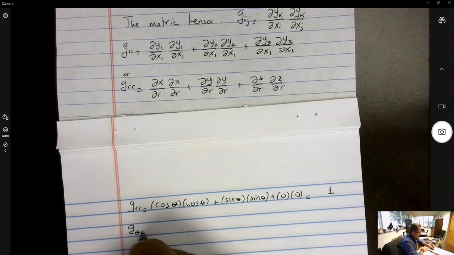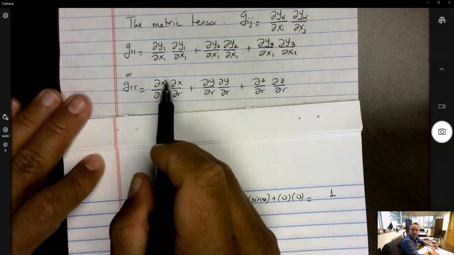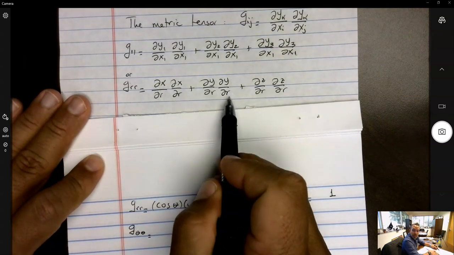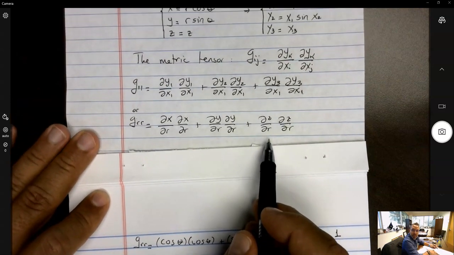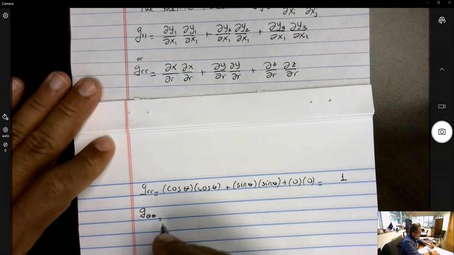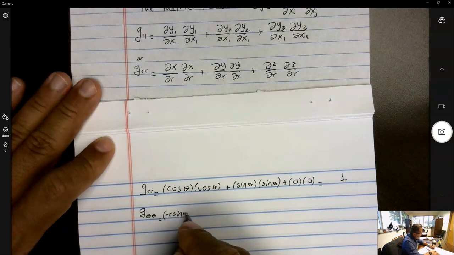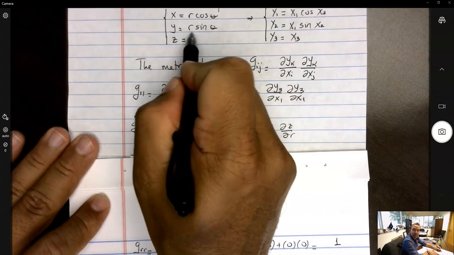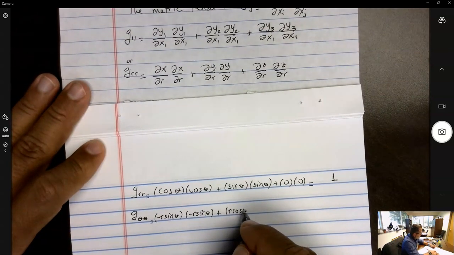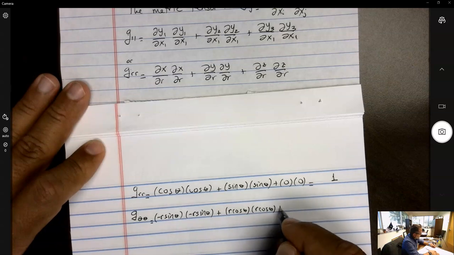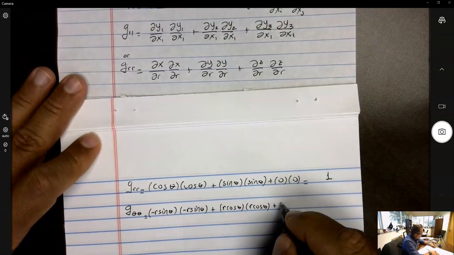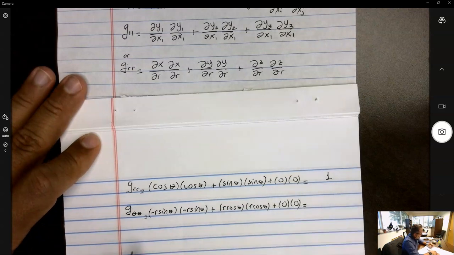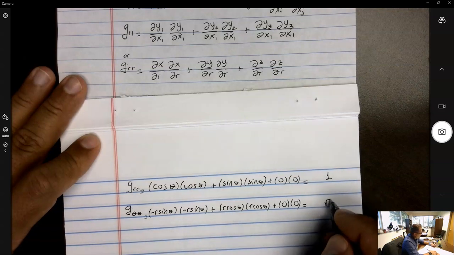G theta theta will be equal to, well, dx d theta, dx d theta, dy d theta, dy d theta, dz d theta, dz d theta. So when we take this one and differentiate it with respect to theta, we get minus r sine theta, minus r sine theta. When we take y and differentiate with respect to theta, we get r cosine theta, and when we take z and differentiate with respect to theta, we get 0 and 0. So this is r squared sine squared of theta, r squared cosine squared of theta. We can take the r squared out as a common factor, and so that will be sine squared plus cosine squared, which is 1. So this will be r squared.